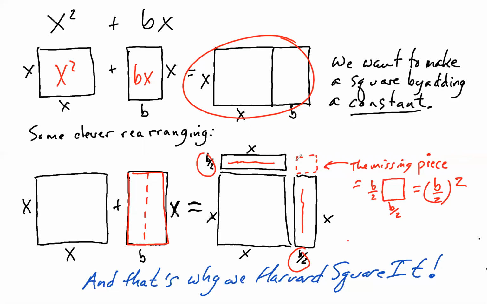Now I just need to fill in this little section up here. And what is its area? Well, one side is b over 2, and the other side is b over 2. It turns out the area I need to add is b over 2 squared. And that's why we have it squared.